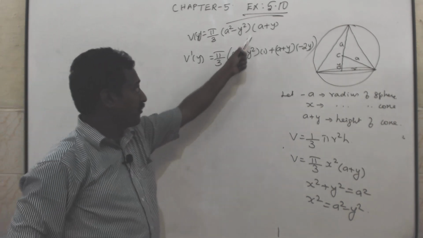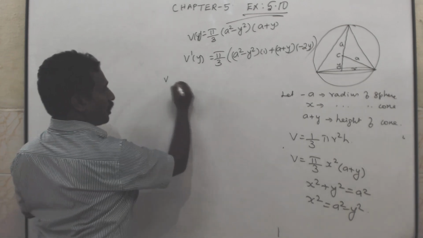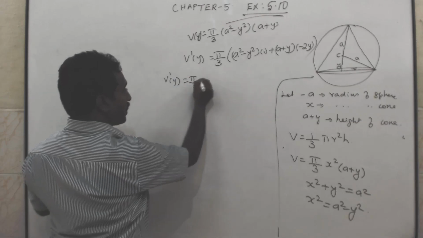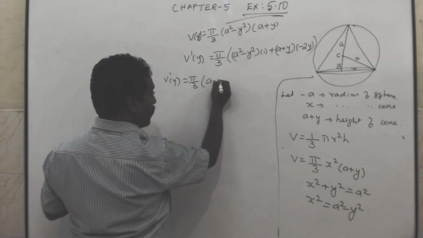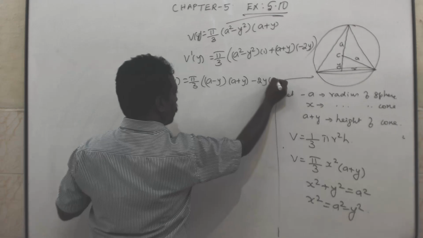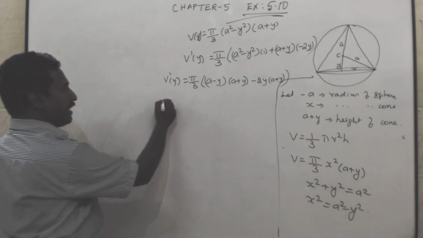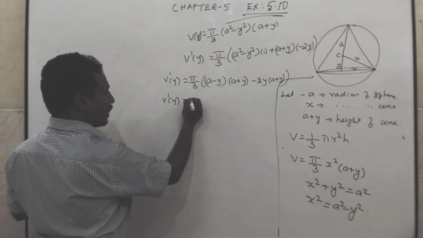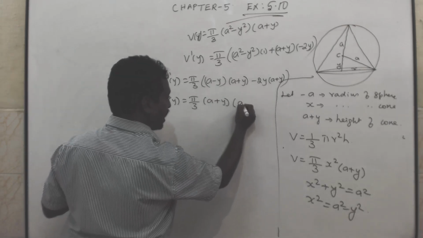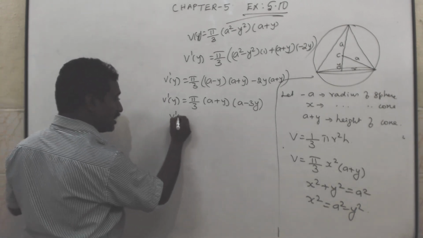U into differentiation of v, v into differentiation of u. V dash of y, pi by 3. We can write a square minus y square as a minus y into a plus y, minus 2y into a plus y, in which a plus y is common, taken out. V dash of y is pi by 3, a plus y, a minus y minus 2y is a minus 3y. V dash of y equal to 0.